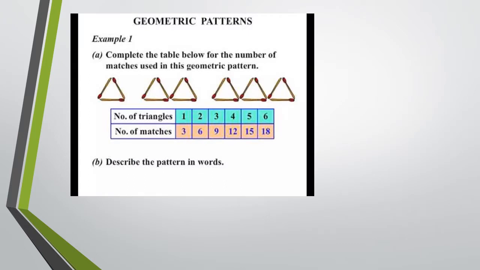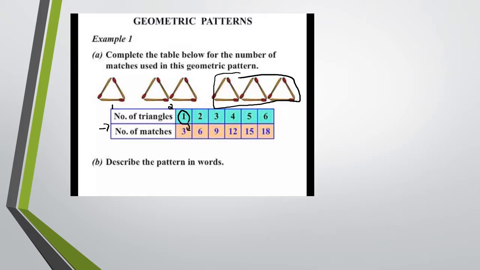Okay, let's do a little patterning example. Complete the table below for a number of matches used in this geometric pattern. Okay, so this is figure 1, and there is one triangle. In figure 2, there are 2 triangles. In figure 3, there are 3 triangles. So they've made a little chart with the number of triangles and the number of matches. So to make one triangle, you need 3 matches. To make 2, you need 6, 3, 9, etc.